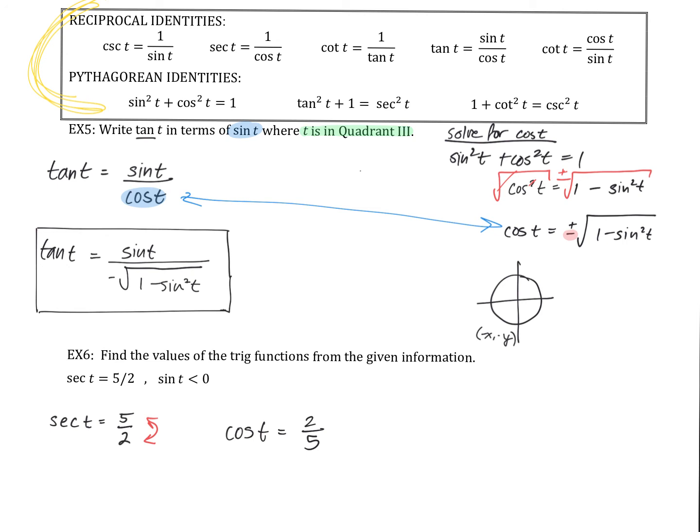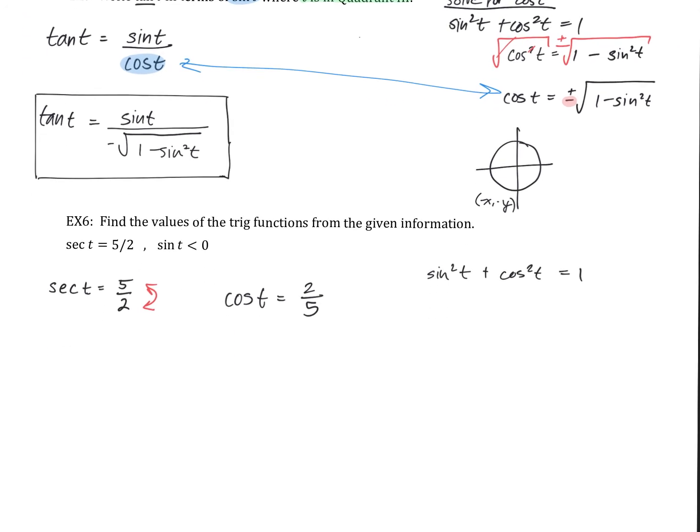Let's go ahead and use the bottom identity again, so sine squared t plus cosine squared t. We can use that to find sine, because we already have cosine. So we already have cosine, and when we use this, we can solve for sine, and then we'll have one more of our functions. So let's go ahead and do that. So sine squared of t plus cosine squared t is going to equal 1.